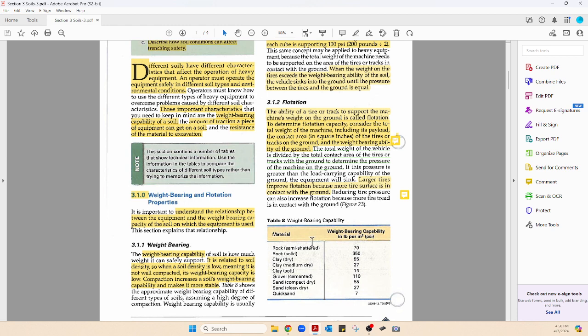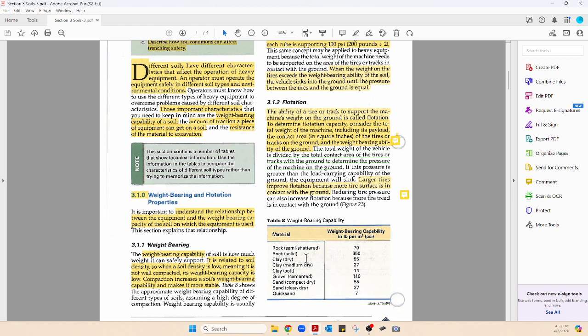Table 8, that's what we looked at a while ago. If you're in clean, dry sand, 27 pounds per square inch is all you're going to be able to hold up. Remember though, if you're in a dozer, your contact with the ground is really large when you take into consideration from sprocket to idler, front to back, and then the width of the track. That's a lot of square inches, so you can stay on top of the ground.